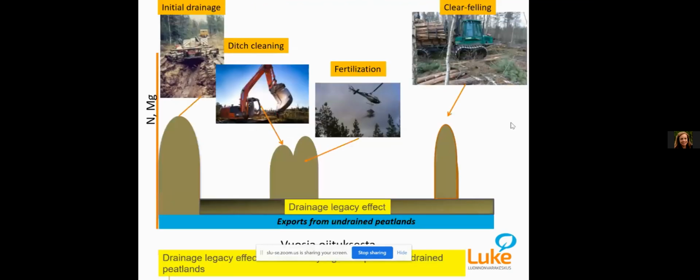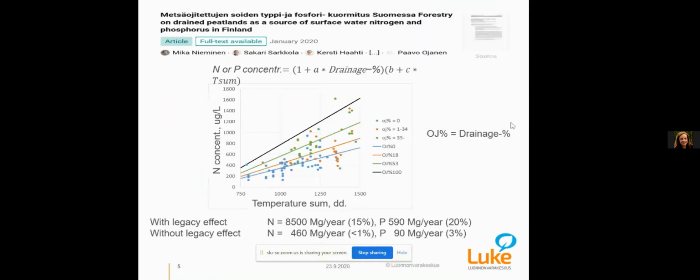So now our present concept is that there is a kind of legacy effect of drainage, so that exports from drained peatlands are persistently higher than from undrained peatlands, even when there have been no forest operations for many decades. They are always higher. And after these findings, it became obvious that we have to re-estimate the contribution of drained peatlands to nutrient exports in Finland. And we did this very recently.